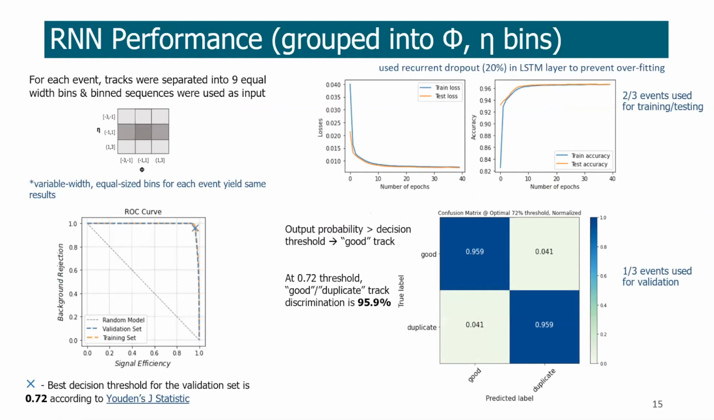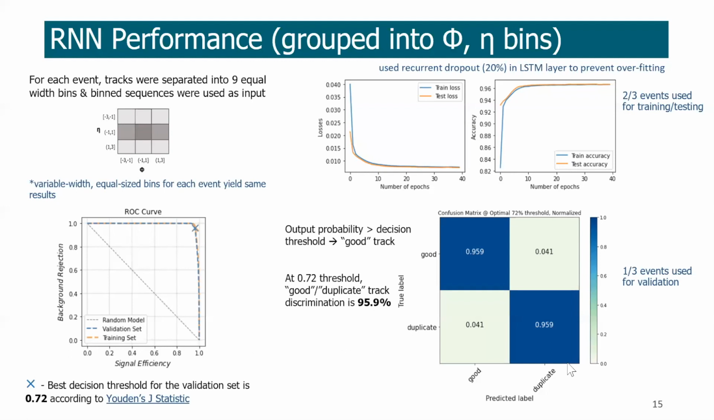So RNN performance here is shown for an input where tracks in an event are grouped by phi and eta into 9 equal width bins. And then each bin sequence of tracks was used as a separate input for the RNN. So after training, the RNN was run on the validation set to find an optimal decision threshold of 0.72. And if the RNN output probability for a track was greater than this threshold, the track was labeled as a good track. So for this model, good and duplicate track discrimination shown by the confusion matrix was 95.9%.